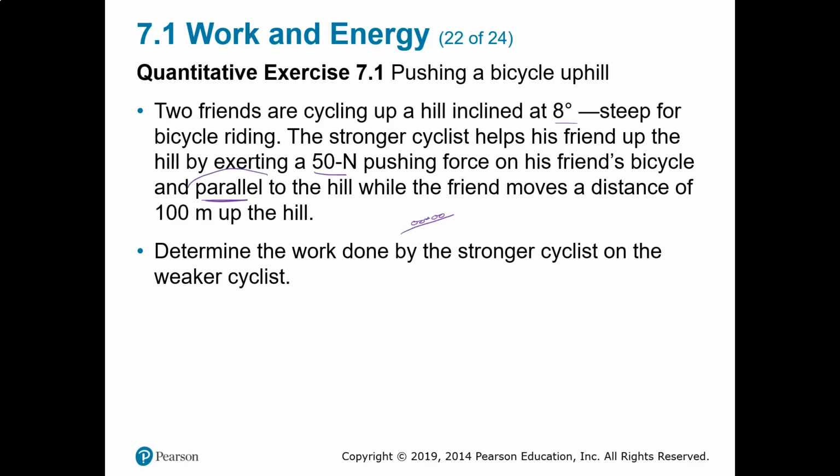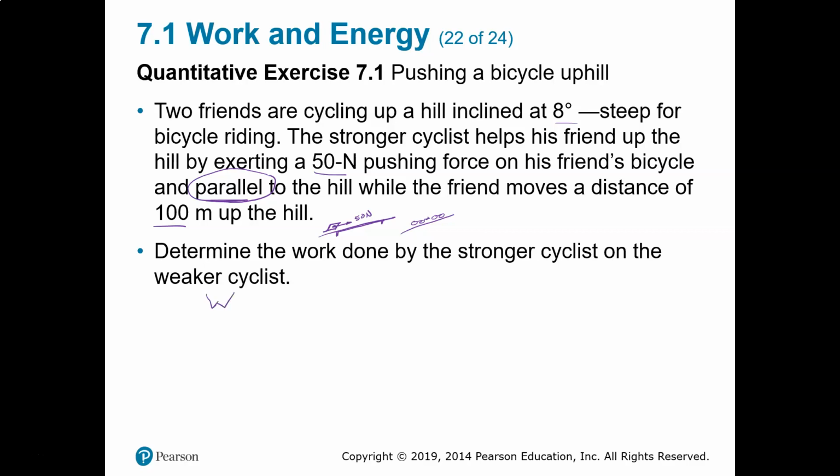Now, this is key. If we can imagine that bicycle rider that's getting the push as a point mass or a box, he's getting a push that is parallel to the hill. That's a 50 Newton force. Now, he is going to move a distance of 100 meters up the hill. So if he moves from here to here, and that linear distance along the hillside is 100 meters, to find the work, work is force dotted with distance.